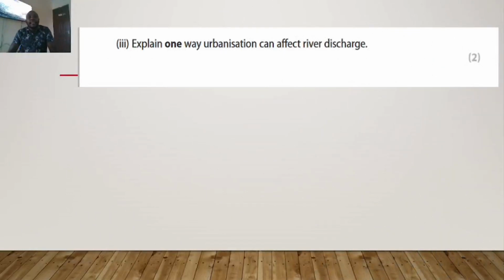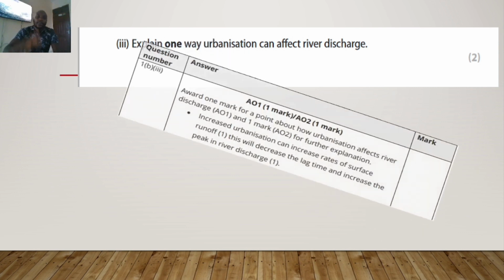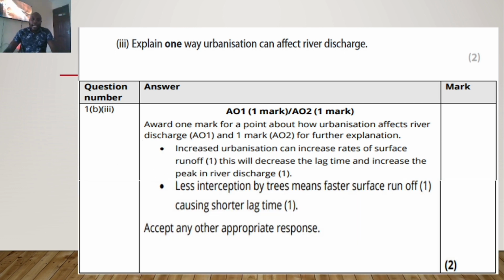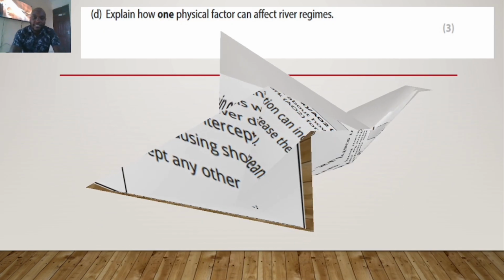hydrograph. Now let's look at: explain one way urbanization can affect river discharge. These are built-up areas. Increased urbanization can increase rates of surface runoff, because it increases impermeable surfaces. So we usually decrease the lag time and increase the peak river discharge. And then there is less interception by trees, because in urban areas we don't have a lot of trees, so the soil is bare, which reduces the lag time and can increase the river discharge.